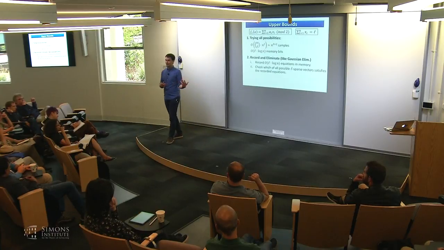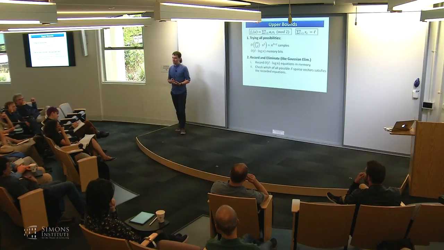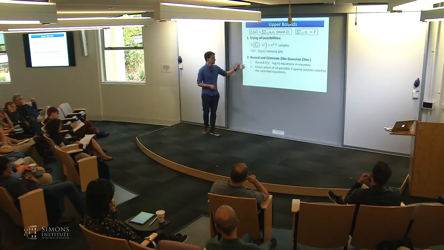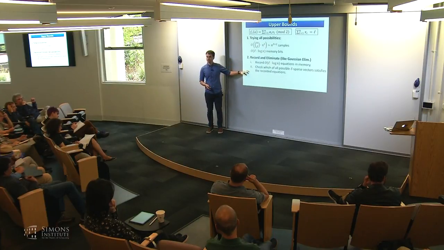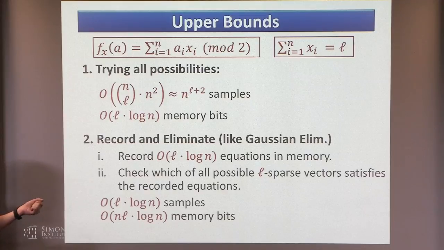This is still not an efficient algorithm, so it will be interesting. Maybe we can say something about time complexity, not only sample complexity. Okay, so what is the sample complexity and what is the memory complexity here? The samples is L times log n, super efficient, the optimal thing that you can do. The memory complexity is n times L times log n, right? Because for each equation, we need to store it, which requires n bits.